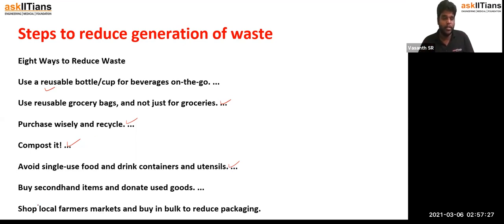Shop at local farmer markets and buy in bulk to reduce packaging, because when you buy in bulk, it will be in sacks and gunny bags and the like. But smaller packages, like 1 kg, 2 kg, 5 kg, come in plastic covers. That increases the carbon footprint in our name. So that will be registered under our name. So these are the ways you can reduce generation of waste.